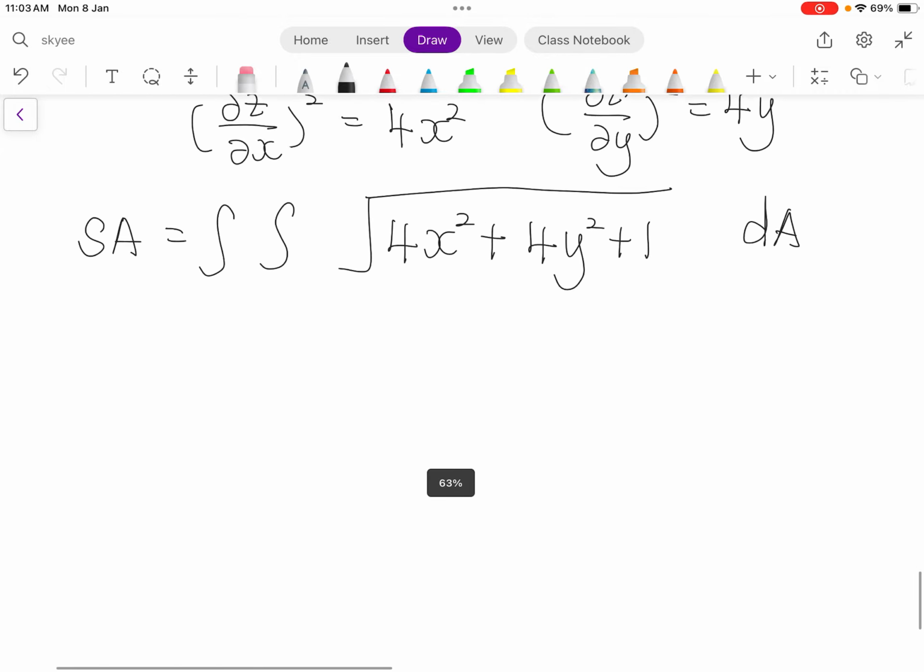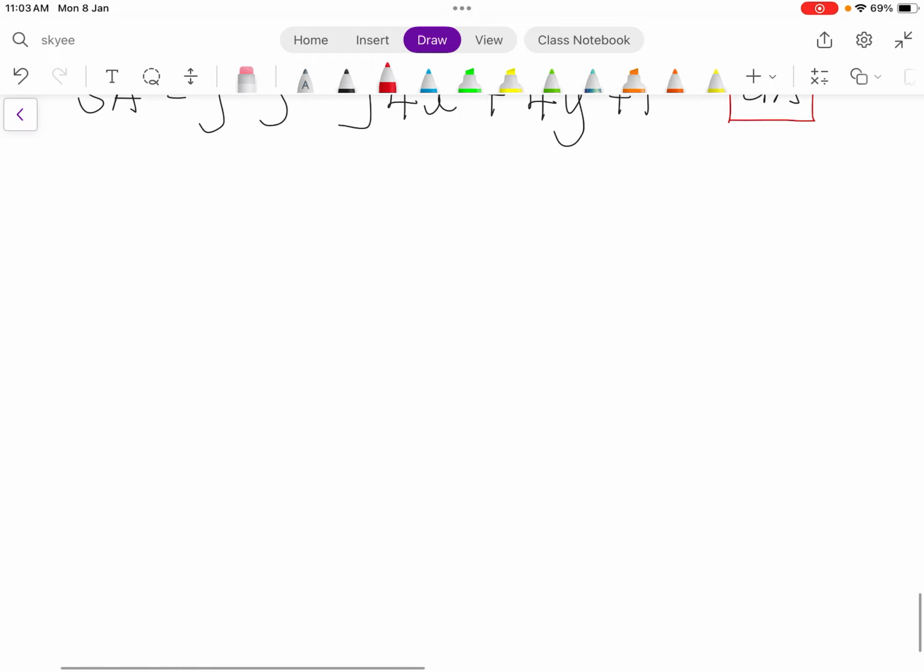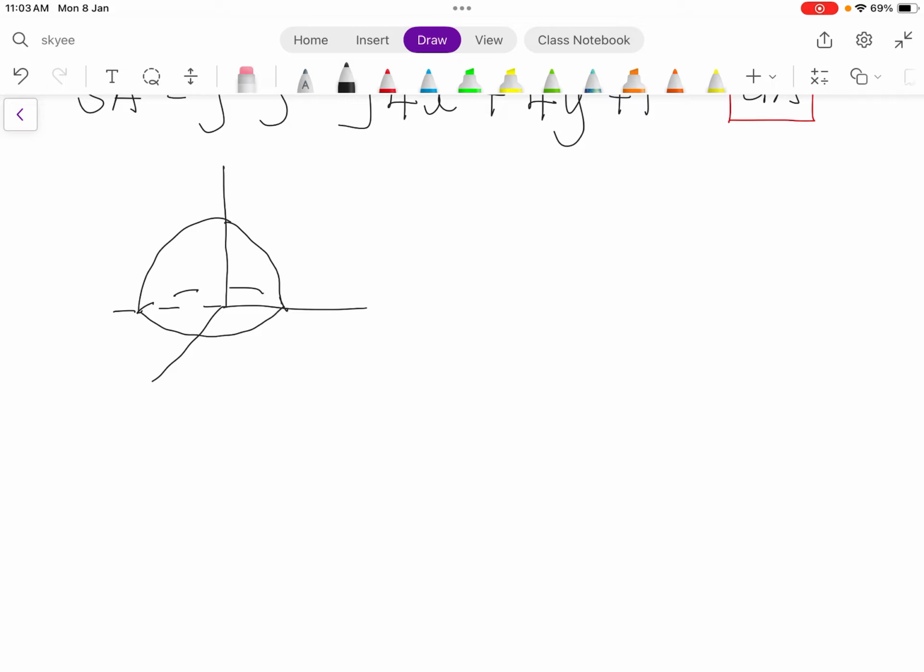Okay, so when it comes to dA, you have to choose projections. Just now I already explained I want to choose the xy projections. So how does the paraboloid look when it is the xy projection? The paraboloid shape is something like this. Just roughly sketch the 3D paraboloid. So when you go for the xy projection, you will see this circle, right? This circle happens at the position where z is equal to 0.